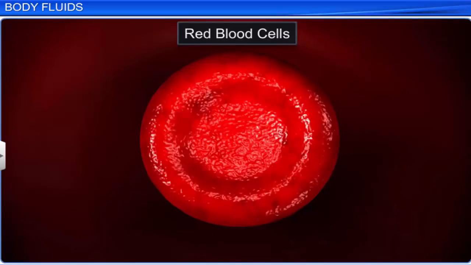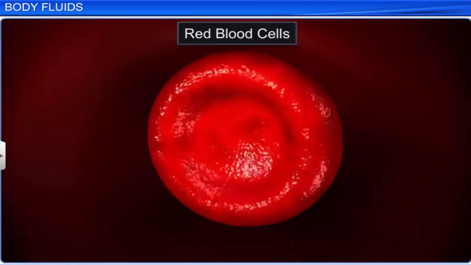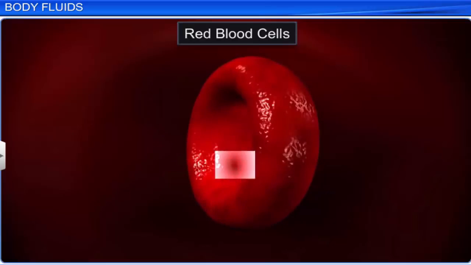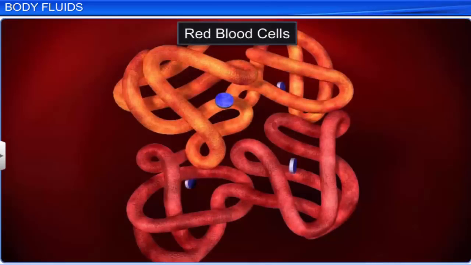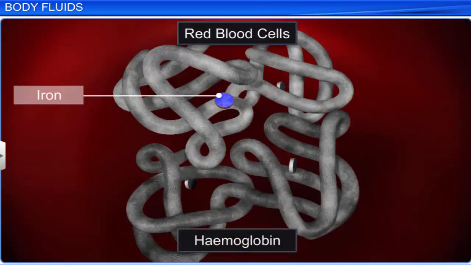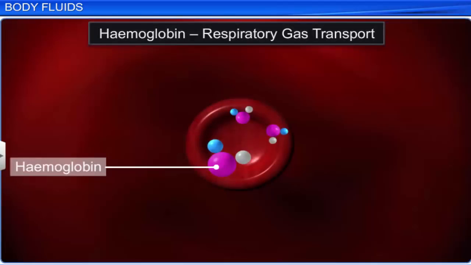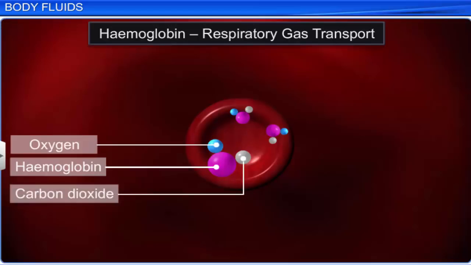RBCs are biconcave in shape and lack a nucleus in the mature state. Their red color is due to the presence of an iron-containing protein called hemoglobin, which plays a vital role in the transport of the respiratory gases, oxygen and carbon dioxide in the blood.